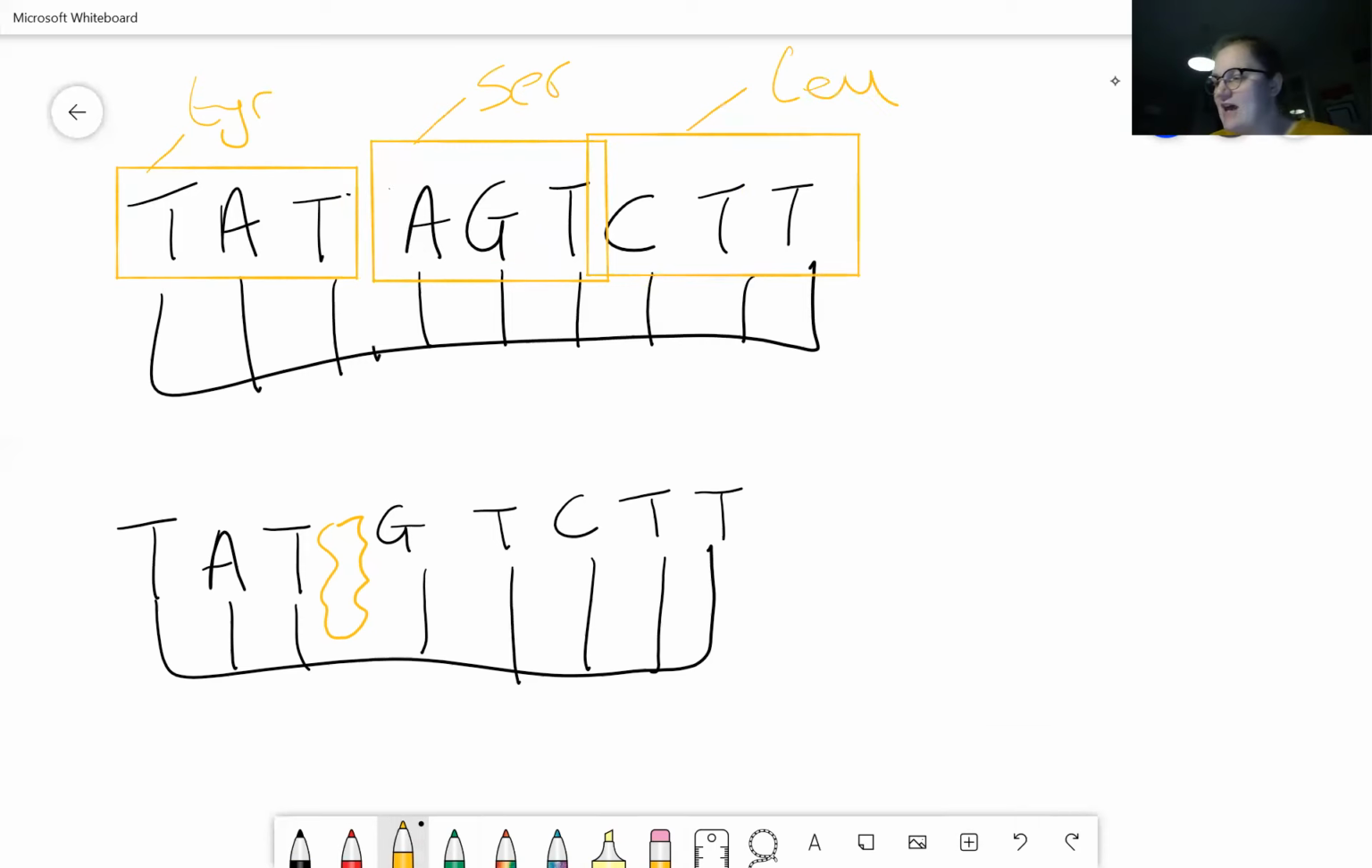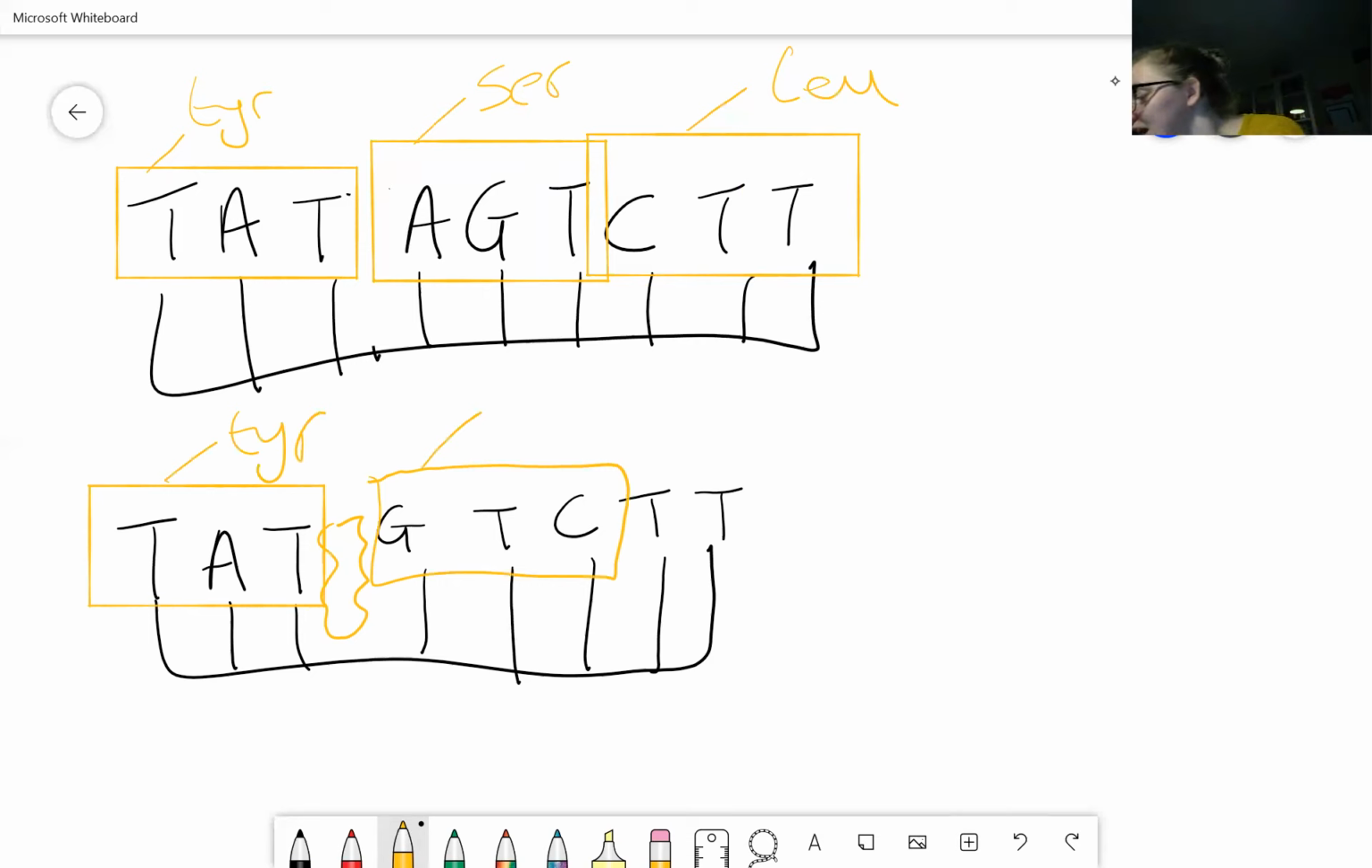Now, we've deleted out of here. So what's going to happen is we've now still got TAT, which is still going to be tyrosine. We don't have AGT. This time we've got GTC. And GTC is then going to code for valine. And then we've just got two left on our own. So that's changed that polypeptide chain.